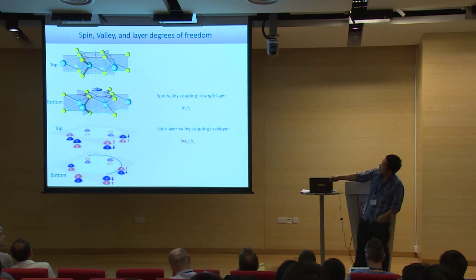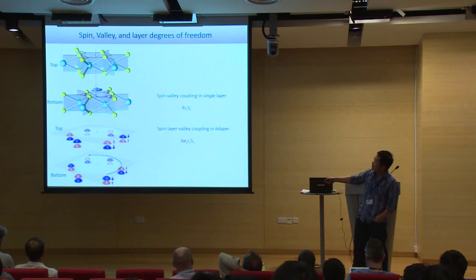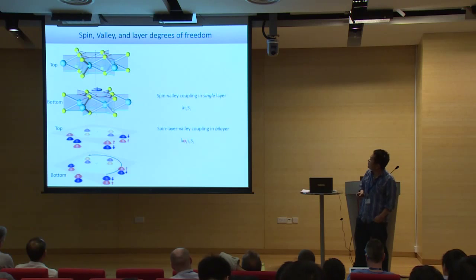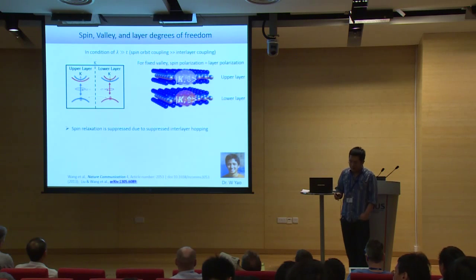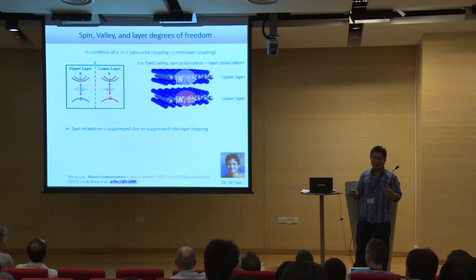You can look at the top valence band for the top layer, the hole spin is pointing up. Then for the top valence band of the bottom layer, the hole spin is actually pointing down. This is just an example, right? The real electron spin is actually locked to the layer pseudo spin, okay? I will just give you a conclusion, since Wang already talked about the detailed theory of this layer pseudo spin and spin coupling effect.